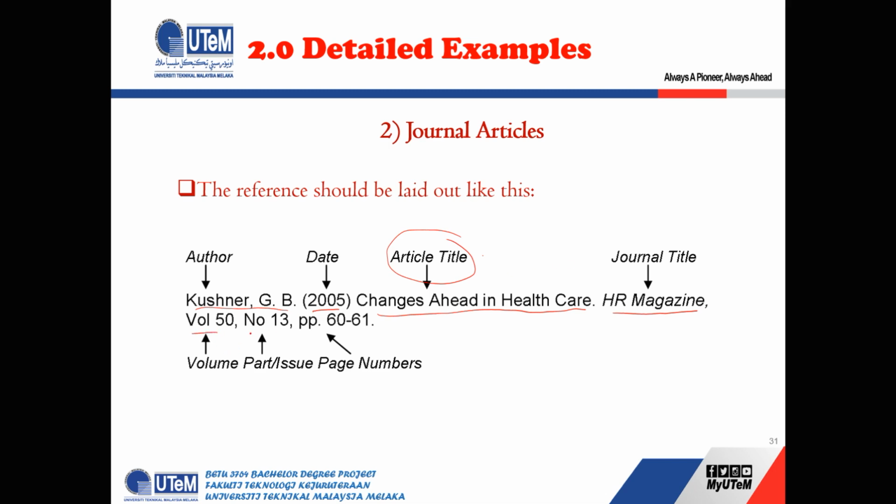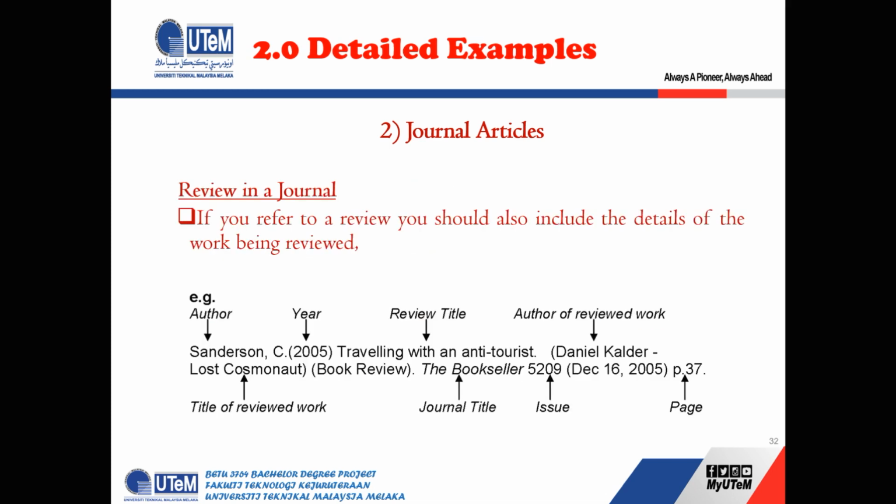Volume number, then this is the issue. Sometimes they give it as issue or number, so you have to see the journal. So you can either write NO or issue, and then PP represents the page numbers. Okay, 60 until 61. So all this information should be available in the referencing. Okay, if you refer to a review, you should also include the details of the work being reviewed.